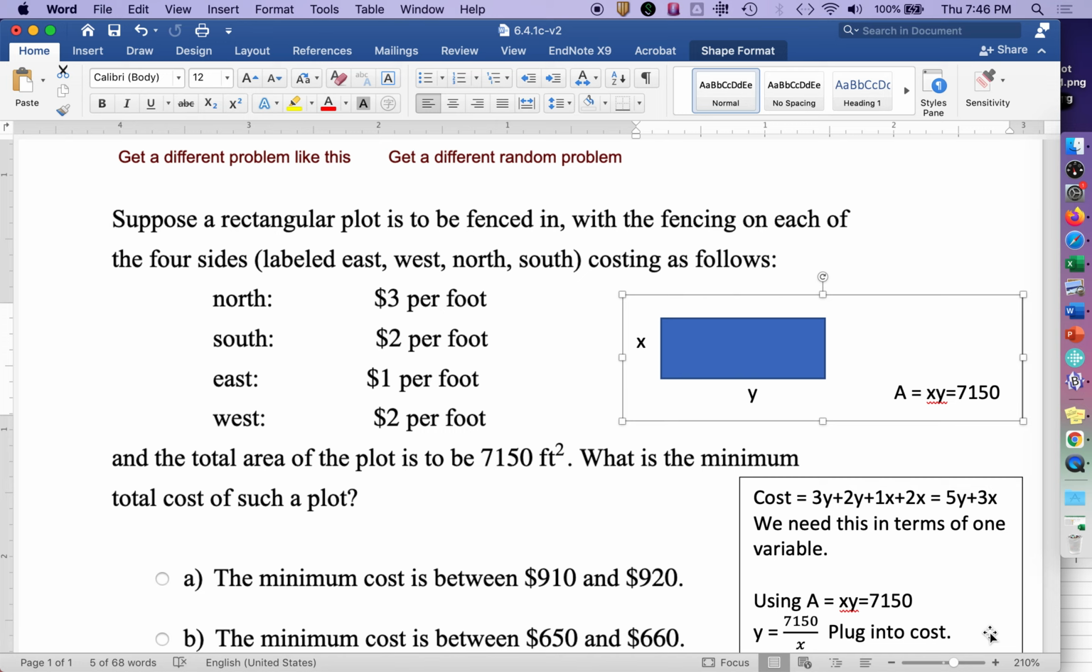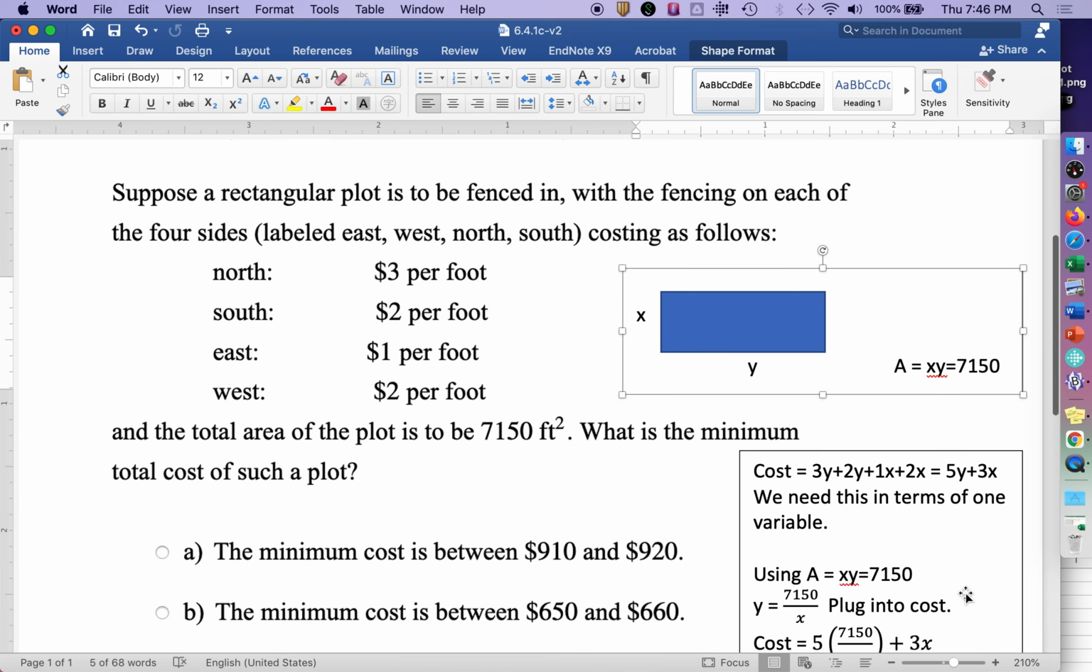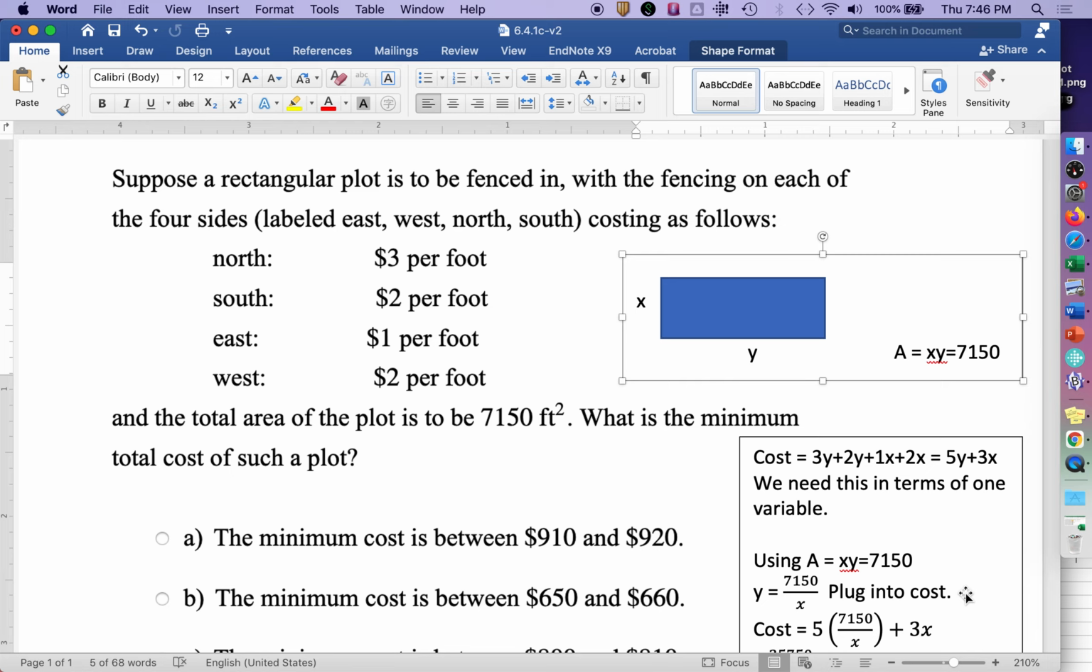Now I'm going to plug that into the cost in place of the Y. So go back up to your 5Y plus 3X, and in place of Y, I'm going to put 7,150 over X. So now I have that my cost is 5 times 7,150 over X, plus 3X. Now I just see one variable. I'm going to work with this just a little bit more and simplify it so that it's easier to take the derivative, but this is the big important step, to get that in terms of one variable.